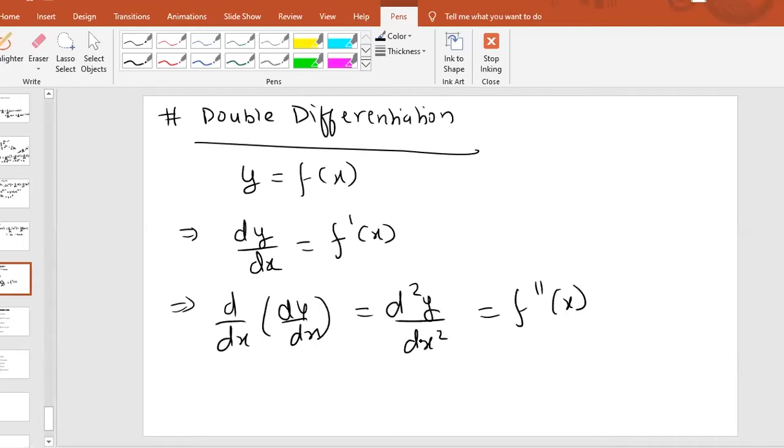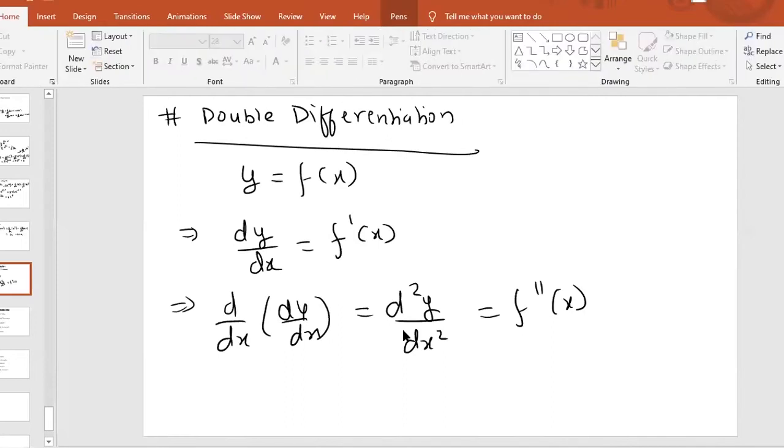The dash represents how many times you are differentiating a function. The power in the d represents how many times you are differentiating a function. Understand? That is known as double differentiation. Double dash means double differentiation. Or we can also represent it as d2y by dx square. Basically, it is a very easy thing, you don't need to worry about that. Double differentiation means we are differentiating dy by dx with respect to x. We can also call it the second derivative.